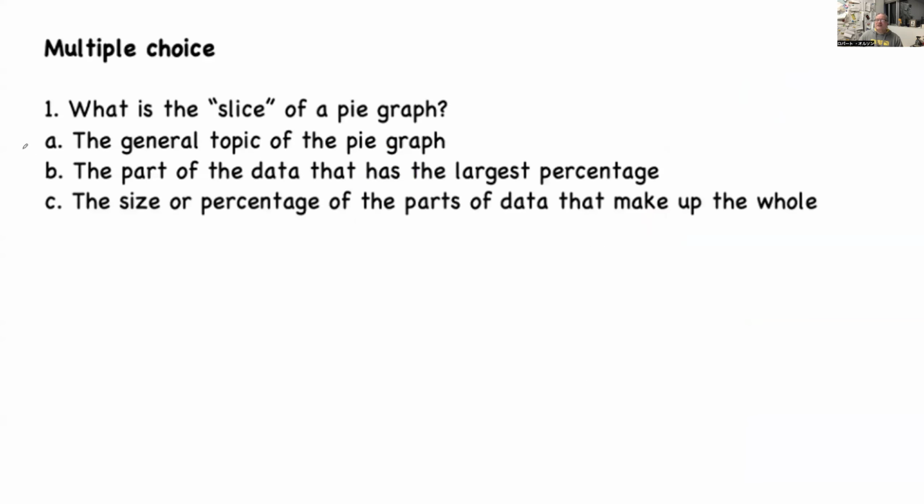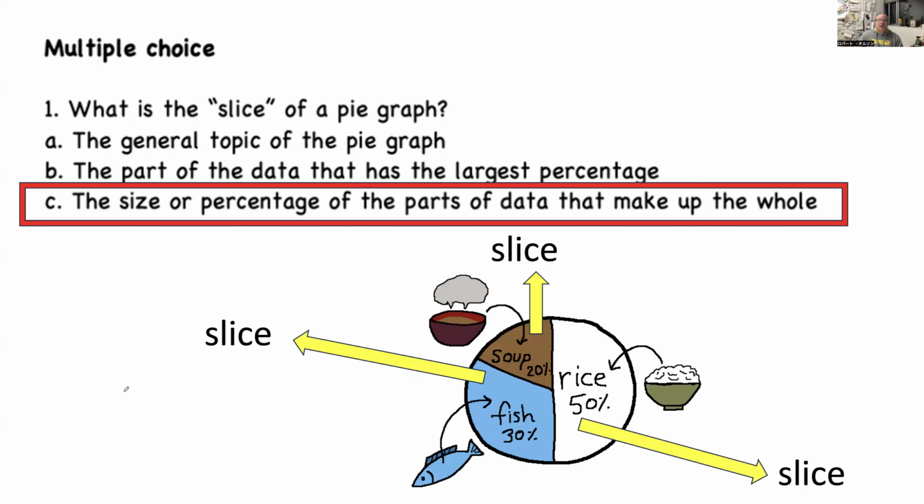Multiple choice. What is the slice of a pie graph? The general topic of the pie graph, the part of the data that has the largest percentage, or the size or percentage of the parts of the data that make up the whole. Five seconds, stop the video. Okay. So the size or the percentage of the parts of the data that make up the whole. Soup is a slice. Fish is a slice. Rice is a slice. The whole, all of this, that would be the pie or the whole.